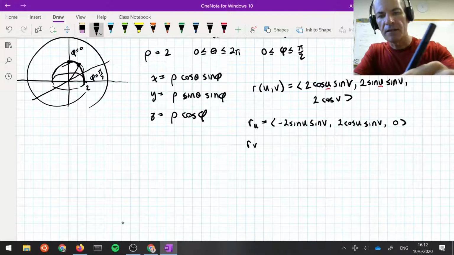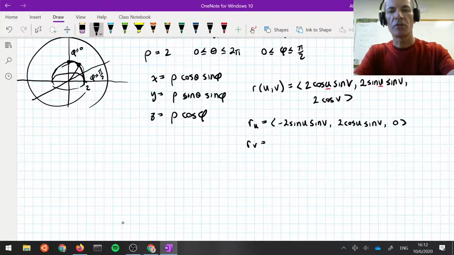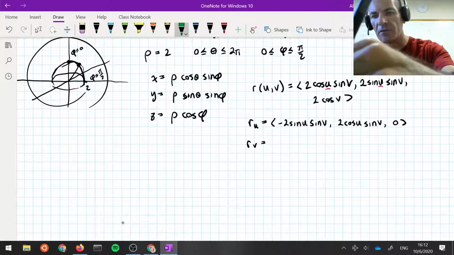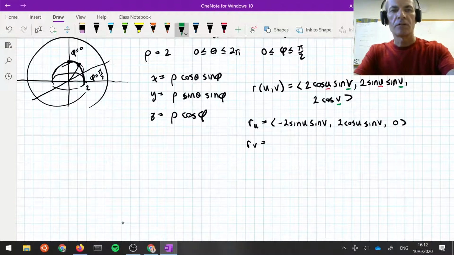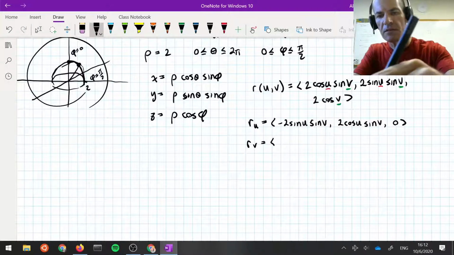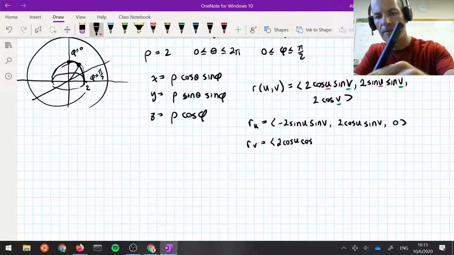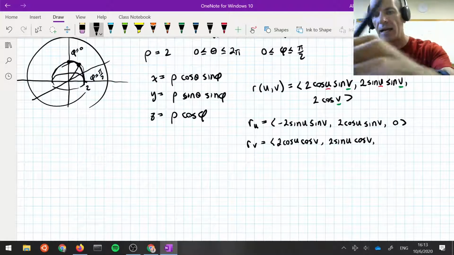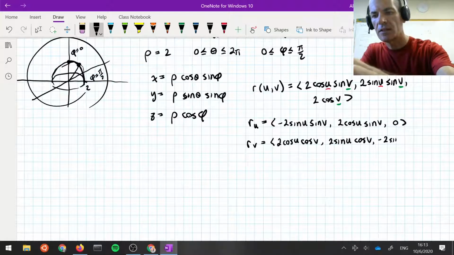Let's do RV. So we want to take the partial of r with respect to v, and again, let me point out where the v's are. The v's are here, here, and here. So we'll be really careful. We'll take the partial of the first component with respect to v, that's 2 cosine u cosine v, 2 sine u cosine v, and last, -2 sine v.